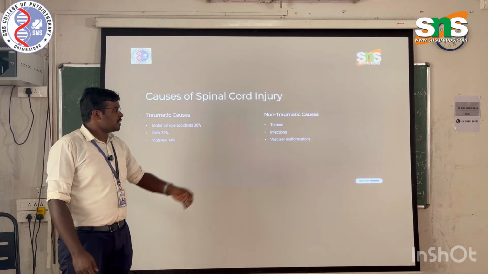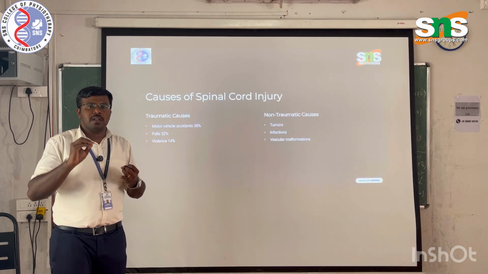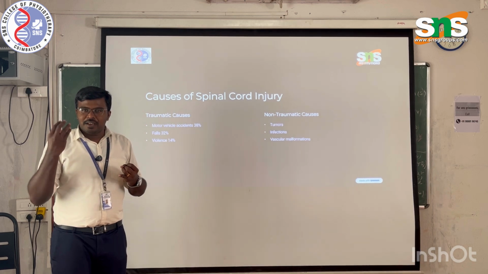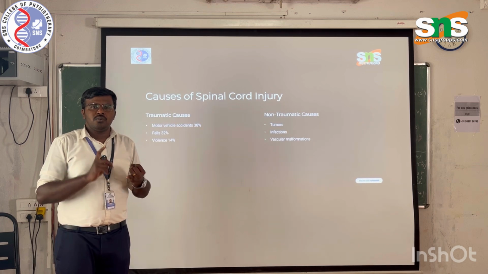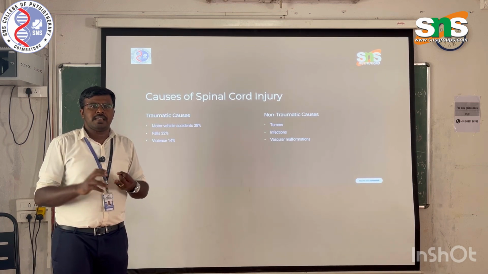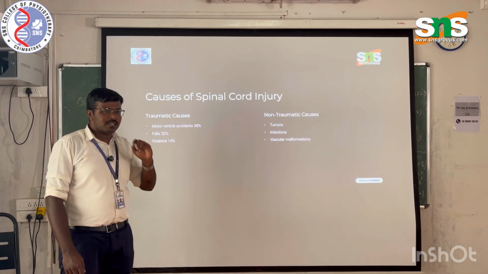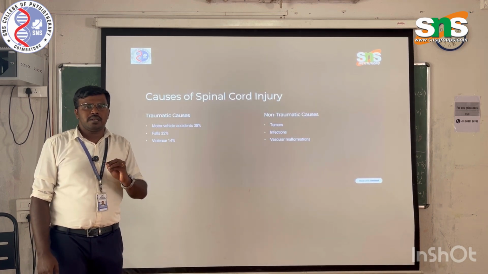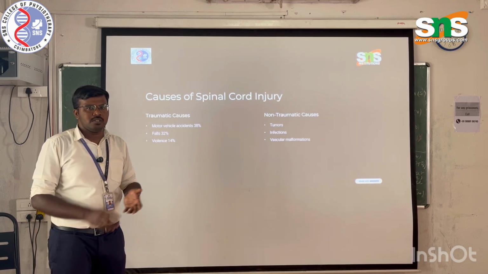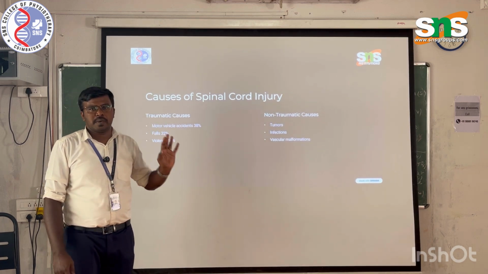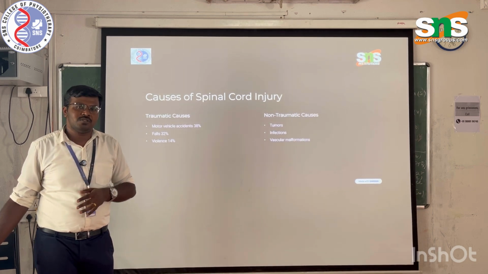Non-traumatic causes, mainly tumor. A tumor of any type can form in the spinal cord or its layers and can lead to spinal cord injury. Also infection, due to certain injections or any virus that can affect the spinal cord. And vascular malformation, mainly involving the spinal artery, the spinal blood vessels. These are the main causes that lead to spinal cord injury.